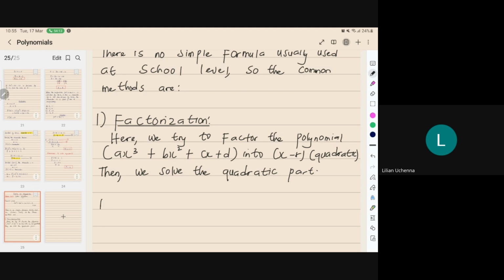For example, let's factorize the polynomial below.